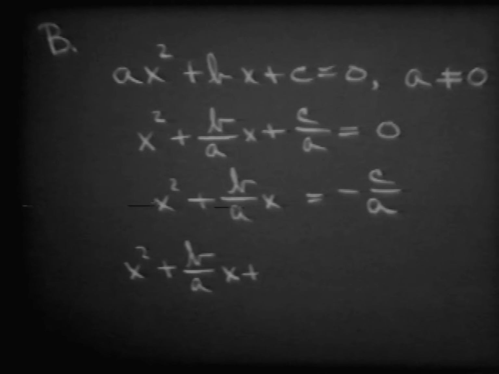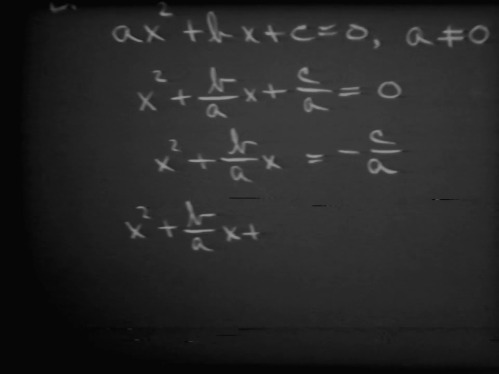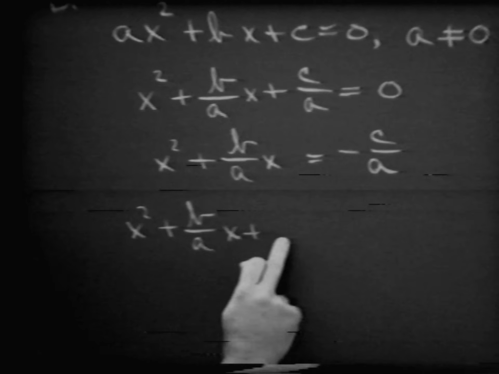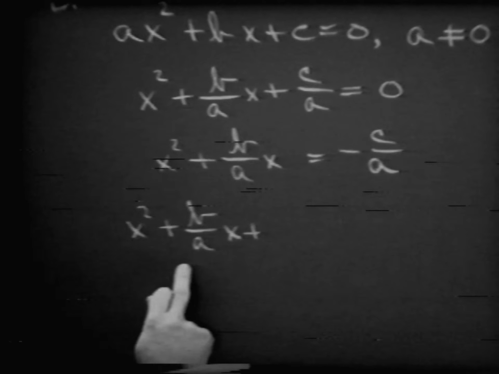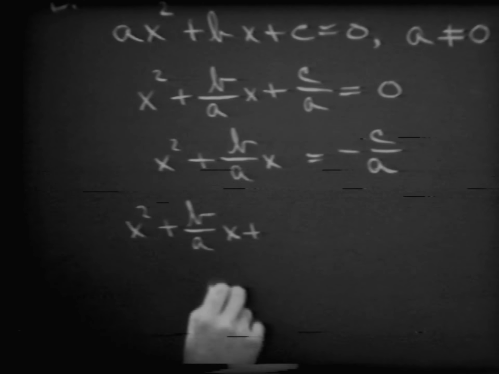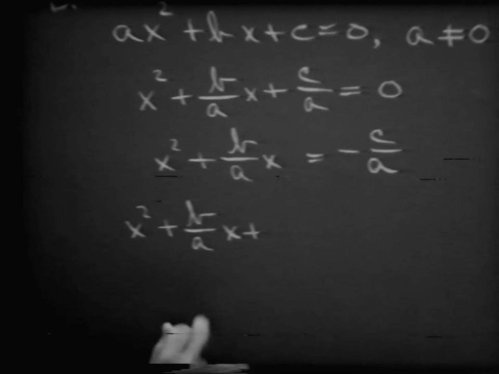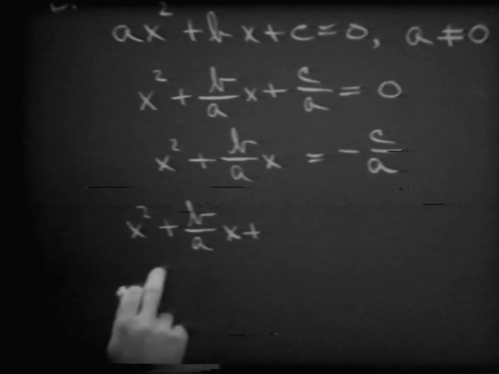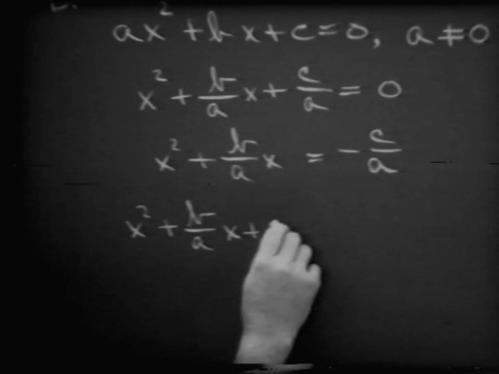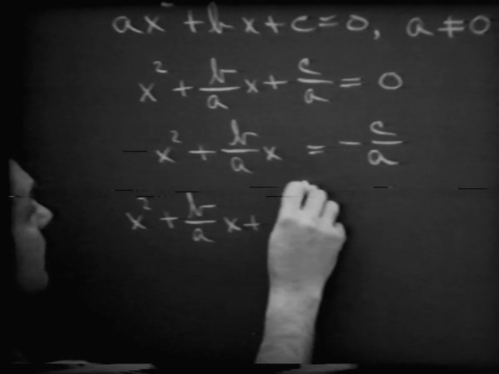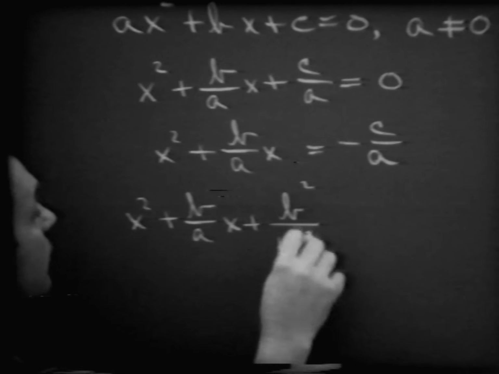And in fact, we've already just done this example. And Peter, what number would you like to add here in order to make this into a perfect square? C squared over a squared. Well, let's see now. We're dealing with this number b over a. Don? B squared over 4a squared. B squared, okay, all over 4a squared.